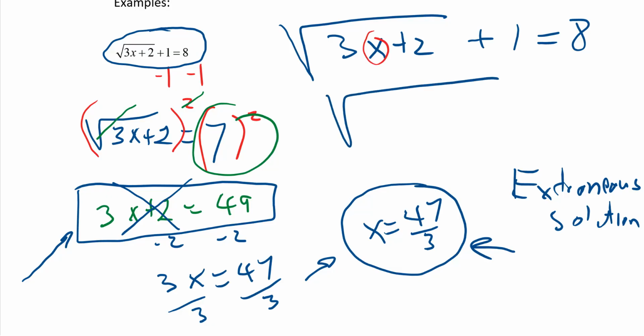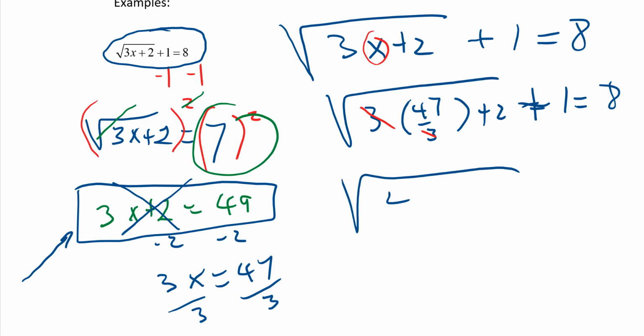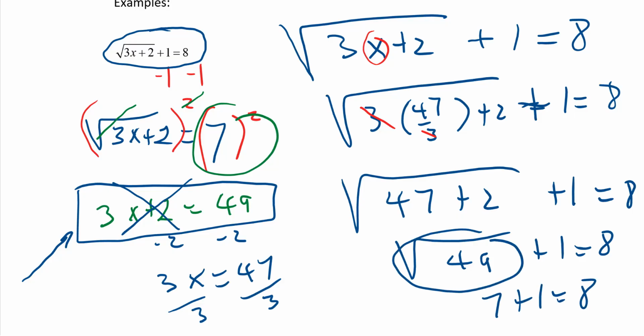We're going to have the square root of 3 times 47 thirds plus 2, plus 1 equals 8, and we're going to see if that's correct. Let's get rid of this, and let's solve that. The 3's cancel here. I hope you know why. So that gives you the square root of 47 plus 2, plus a 1 there, equals 8. That's the square root of 49 plus 1 equals 8. The square root of 49 is 7, so that's 7 plus 1 equals 8. And that is clearly true. So that means our answer is correct. So the answer is 47 thirds.